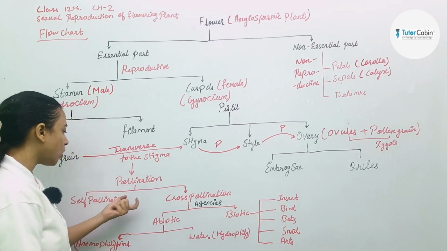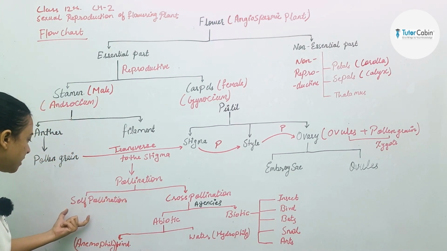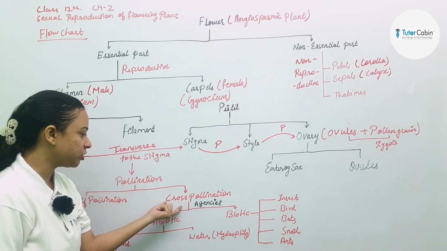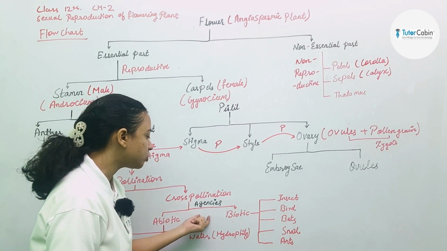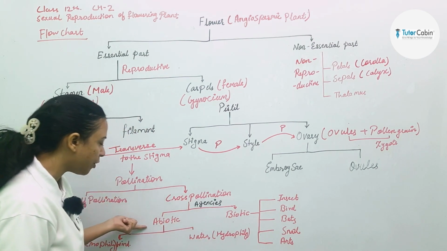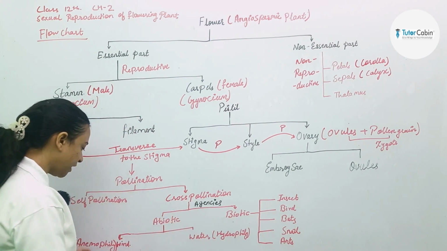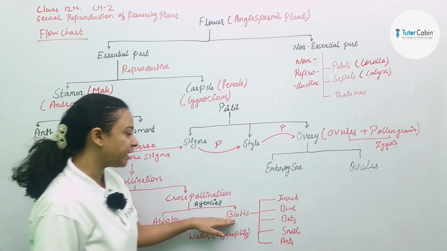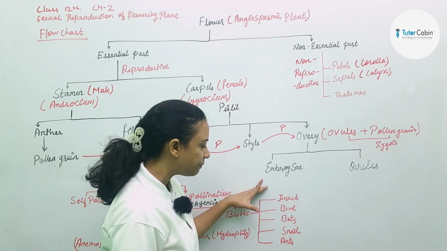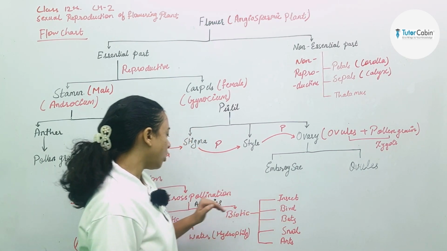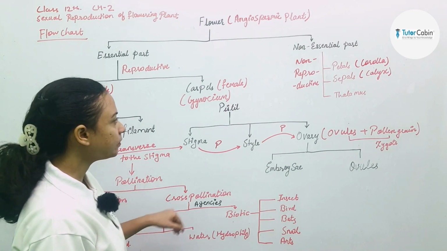Pollination takes place in two ways. The first is self-pollination and the second is cross-pollination. Cross-pollination is also done by some agencies, called abiotic and biotic agencies. Abiotic means wind and water are responsible for pollination, and biotic agencies are insects, birds, bats, snails and ants that are responsible for pollination.